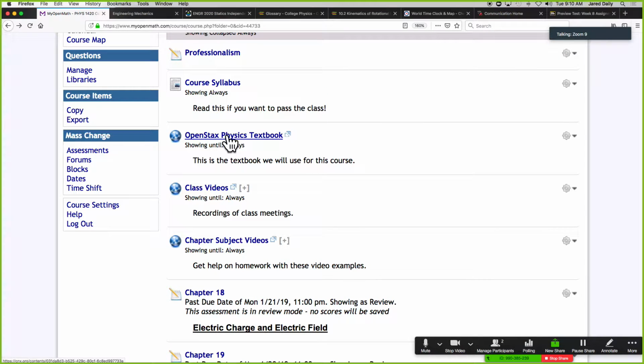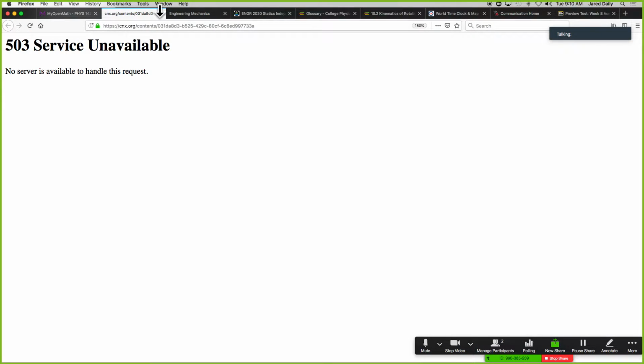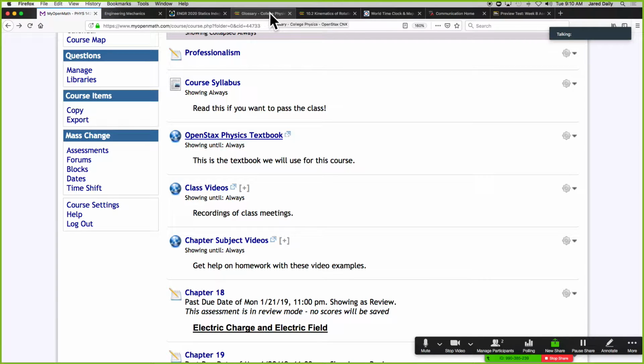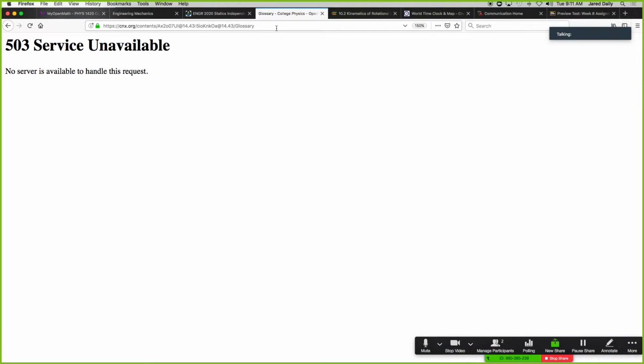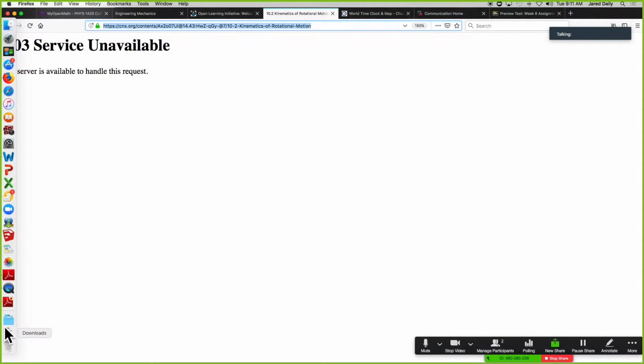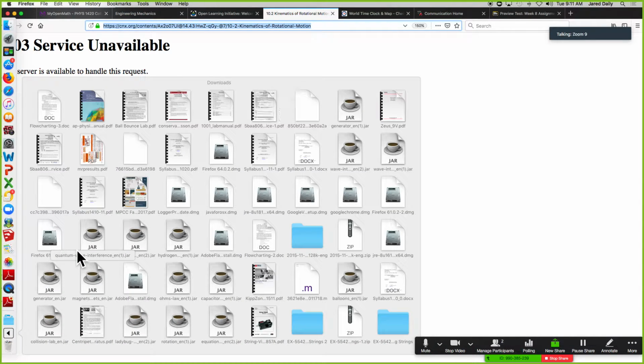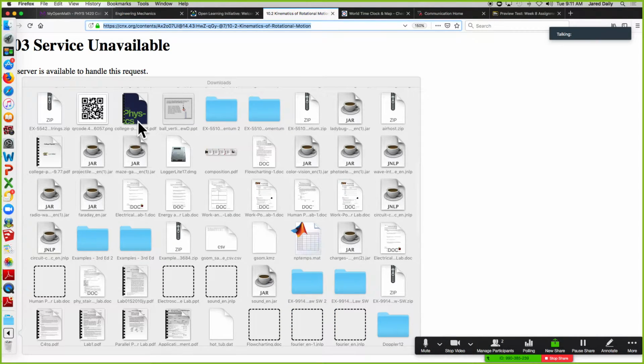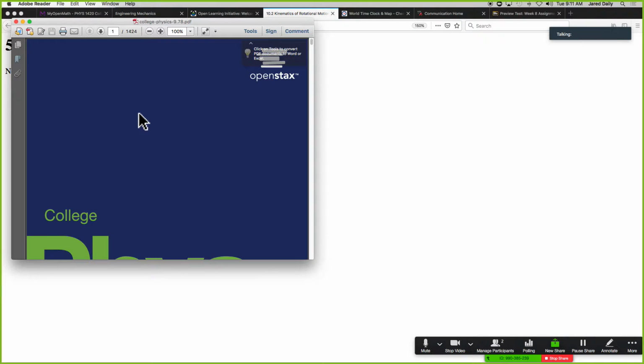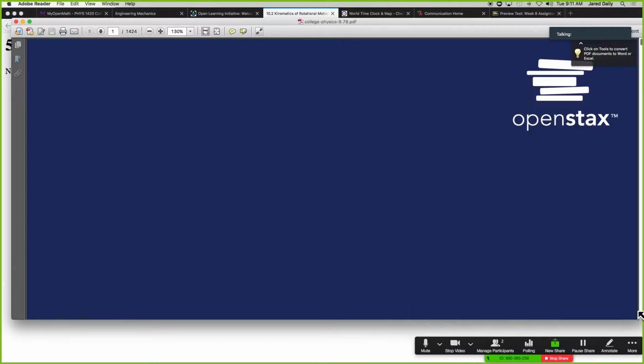the book, in this. Wow, what's going on here? Are you telling me that CNX is down? That's not good. All right, we'll have to open up the book from file, which I know I have somewhere here. Here it is.